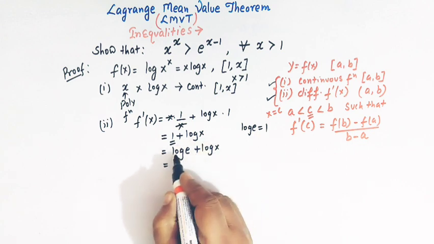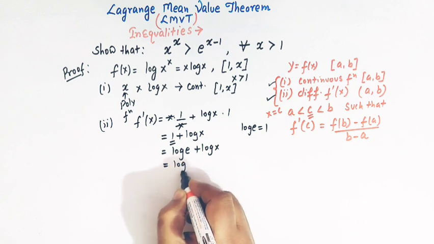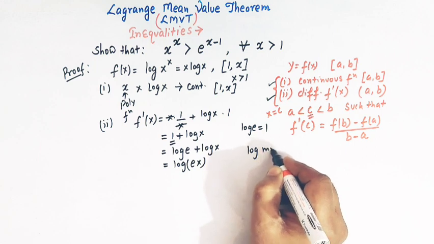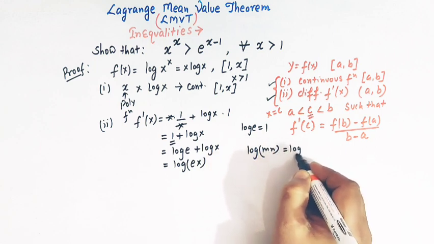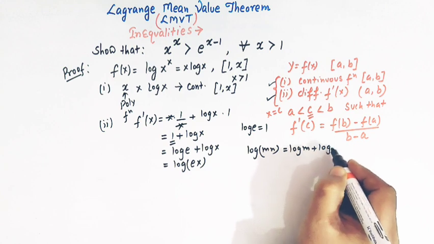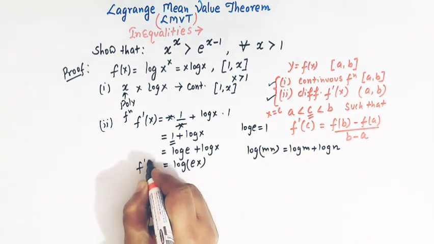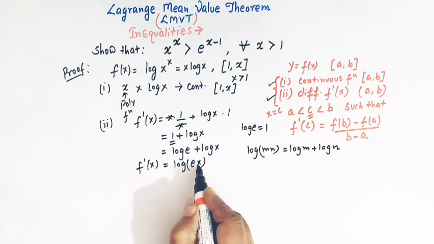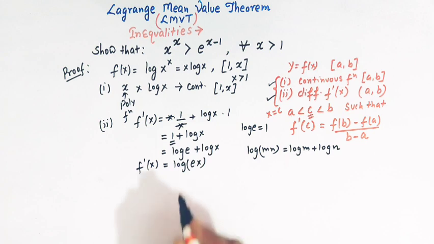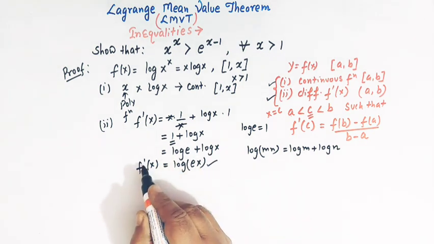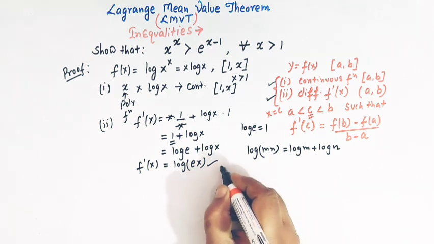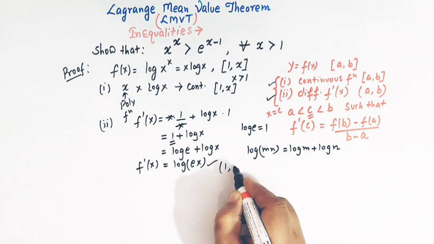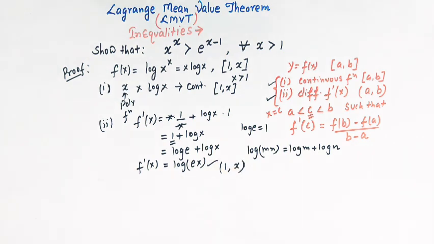So using the properties of log, we have log of e x, right? Because we know that log of m times n is log of m plus log of n, right? So we have f prime of x equal to logarithm of e times x, where e is the exponential number. And we can clearly see that the derivative exists for all values of x which belongs to this interval, that is 1 comma x.